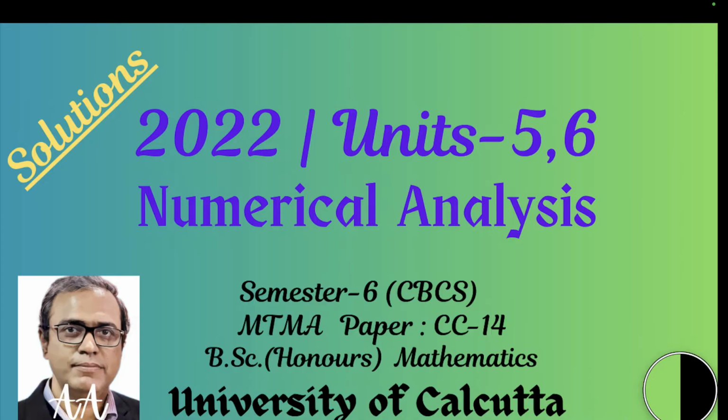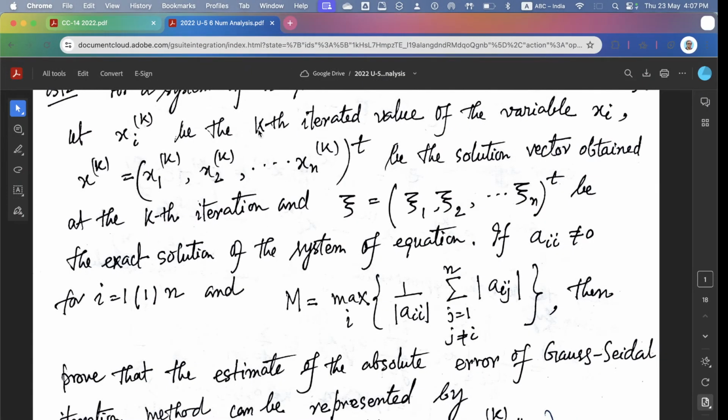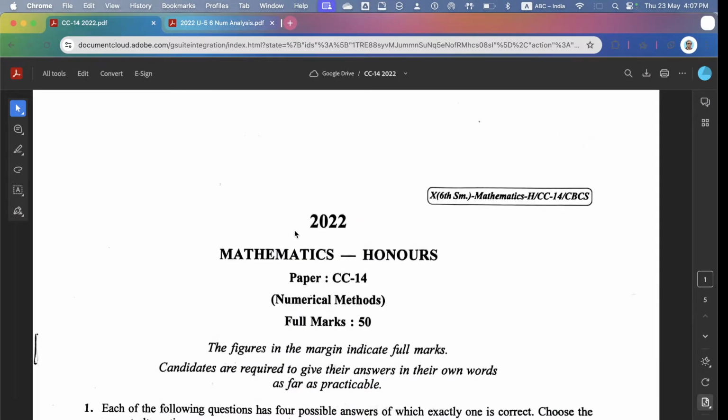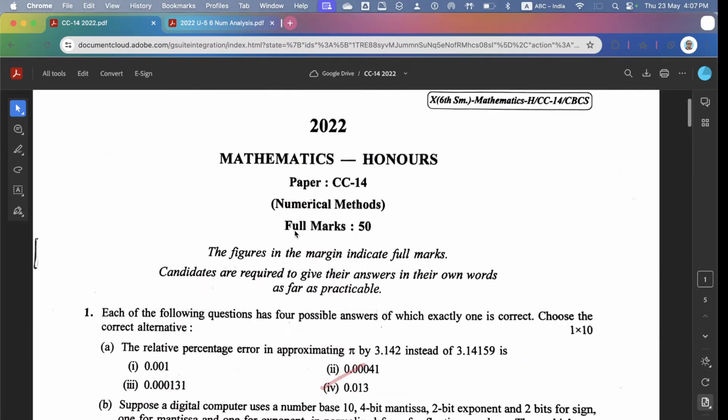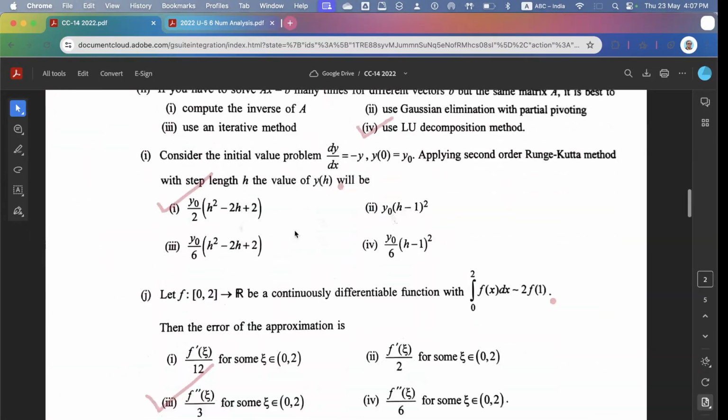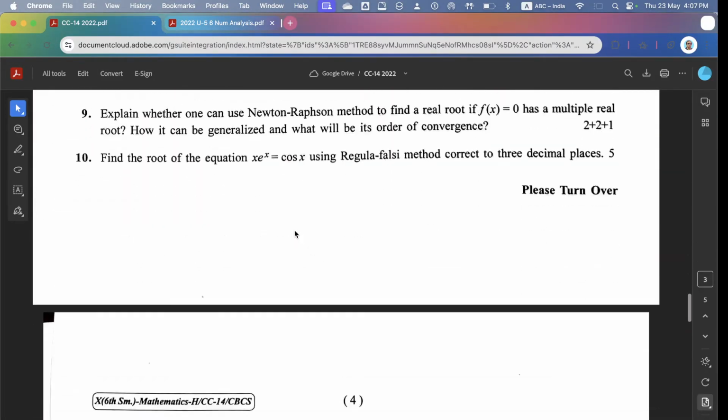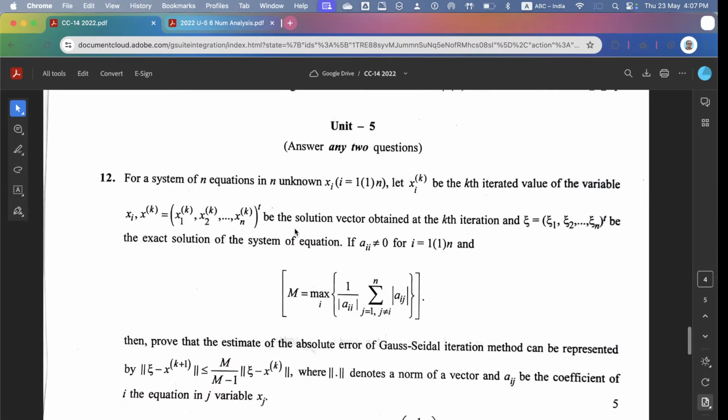2022 Units 5 and 6, Numerical Analysis, CC-14, Semester 6, B.Sc. Mathematics Honours, University of Calcutta. CC-14 question paper, Unit 5.